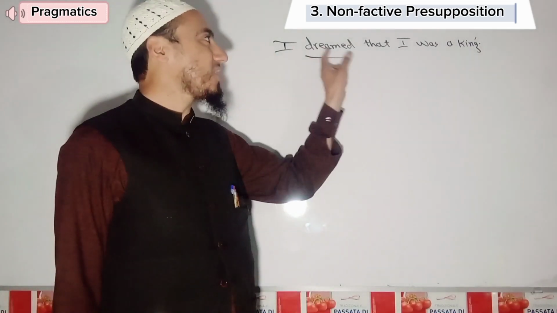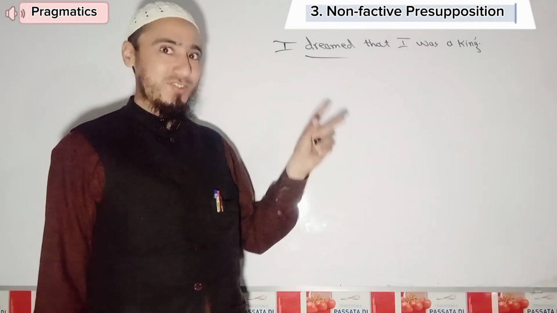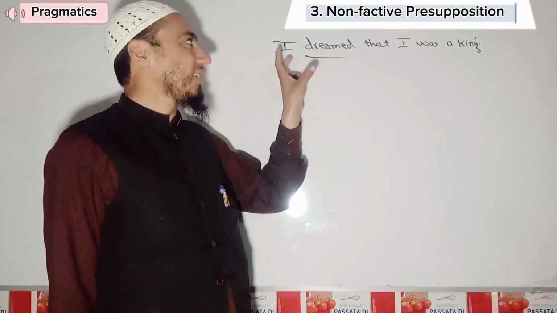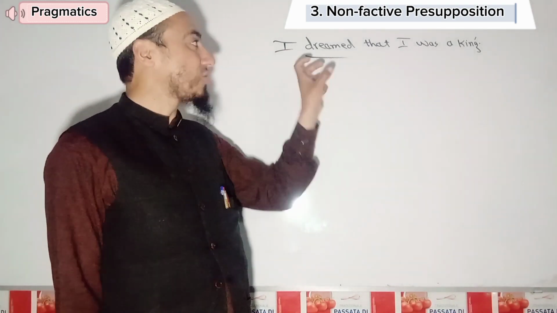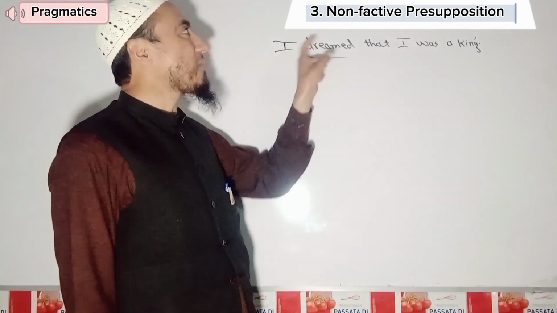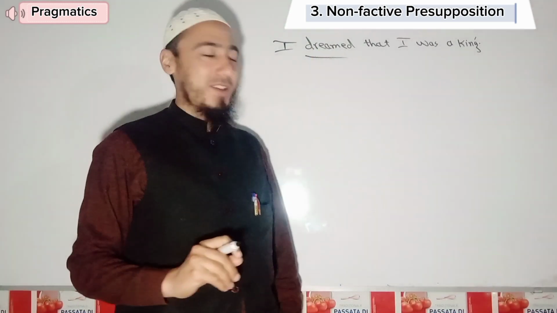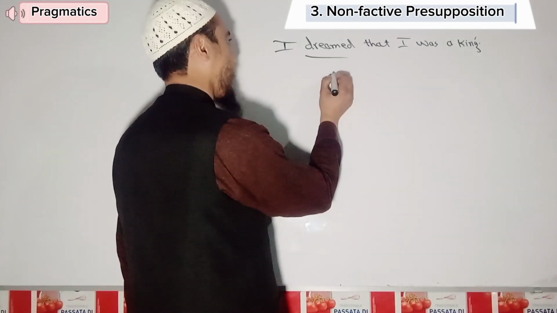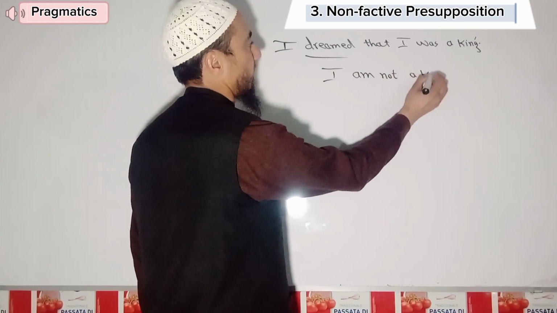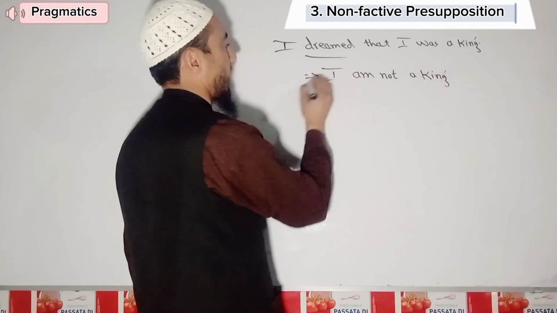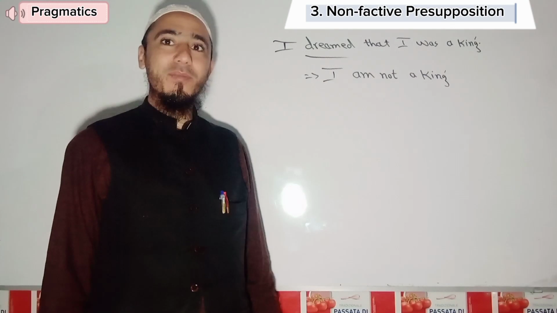Now, due to this dream, this utterance is not true. The utterance is correct, but it is not fact. So what would be the presupposition of this? The presupposition of it is that I am not a king. I dreamed that I was a king. It means I am not a king.